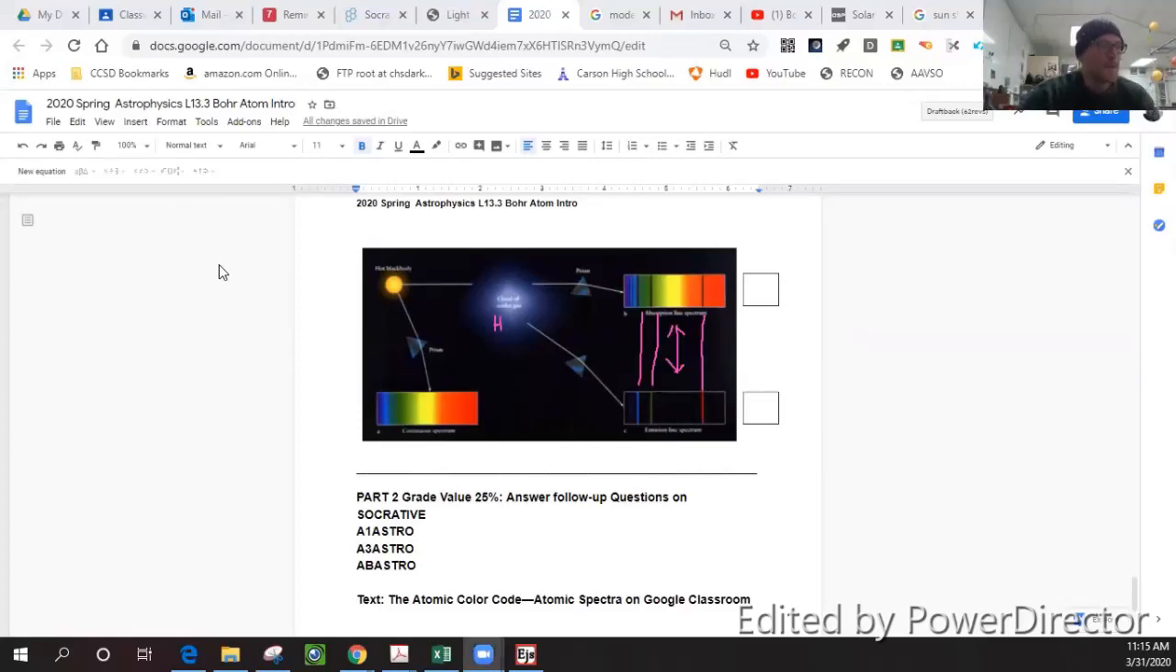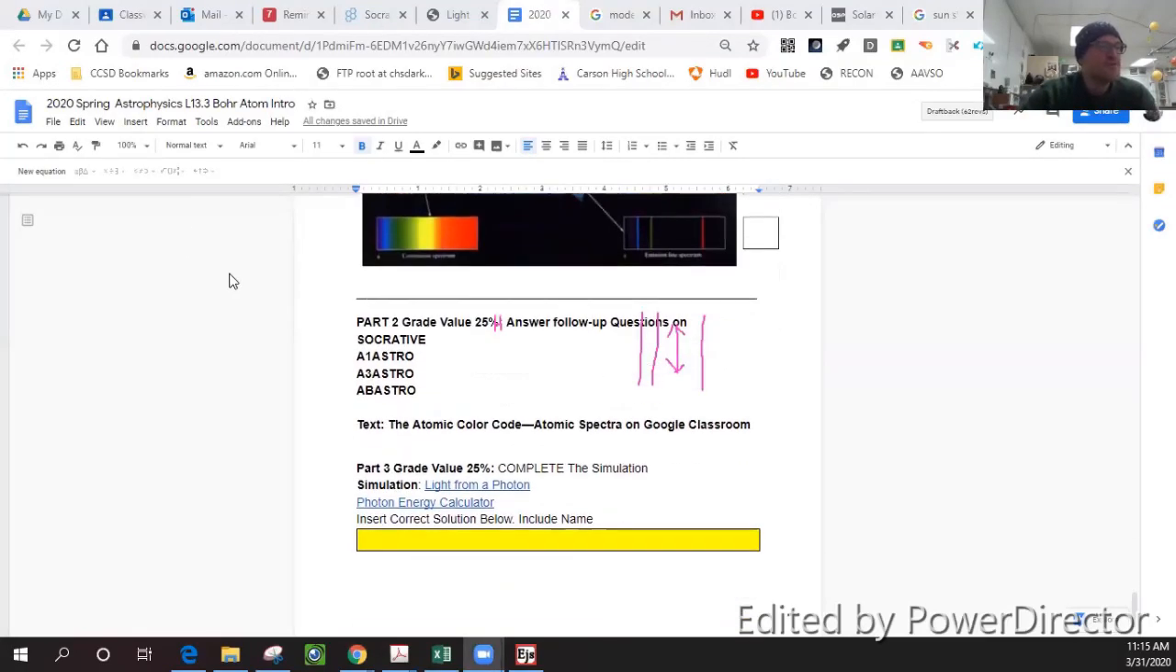All right, so part two is worth about 25% of the grade. There are about 7 or 8 questions on Socrative. I attached a textbook for you to read and answer on Socrative. Make sure you go to A1, A3, or AB55. And there's an assigned text. I attached a text to Google Classroom. It's called Atomic Spectra, Atomic Color Code.